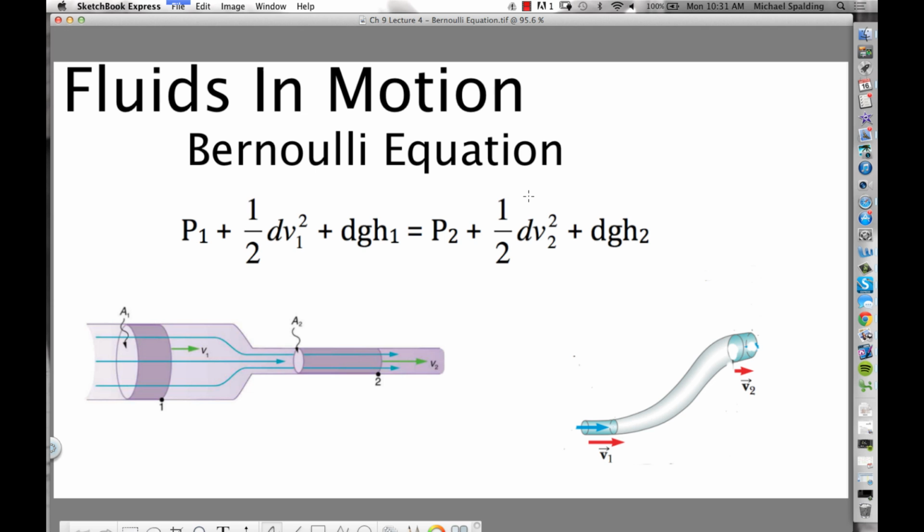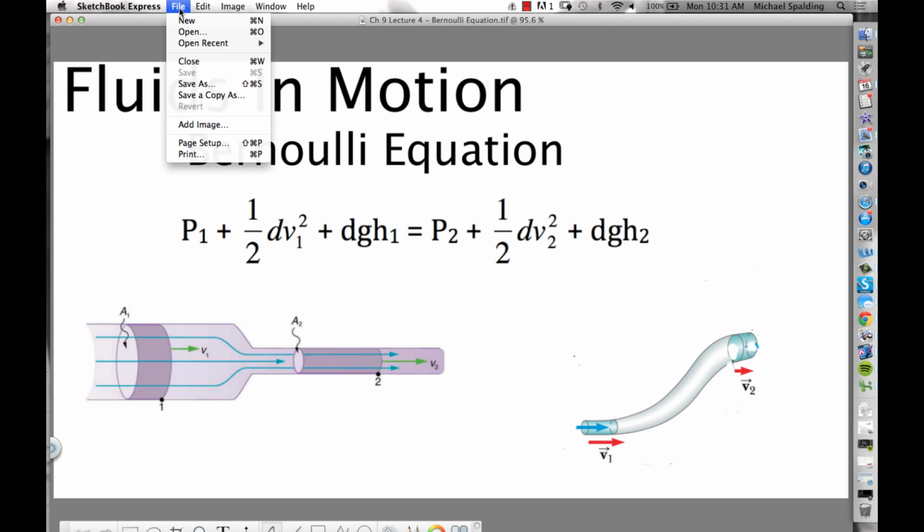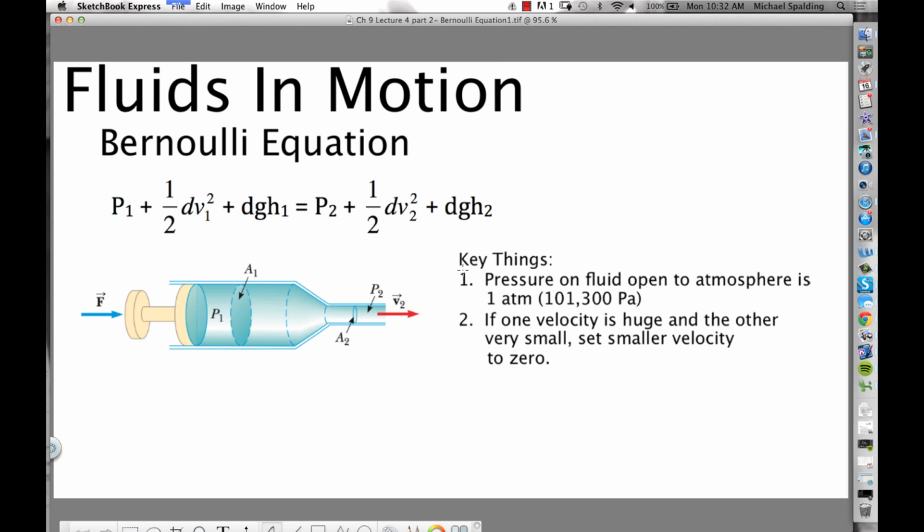But there are two super important things that I have to show you, and you got to pay attention, because if you don't know these two things, you're going to be stuck. All right, so the two things that you have to know are this. So number one, pressure on a fluid open to the atmosphere is 1 atm, which is 101,300 pascals.